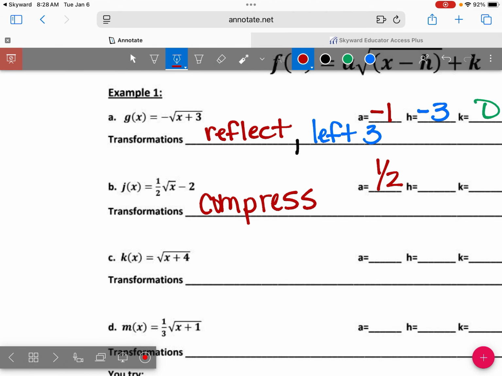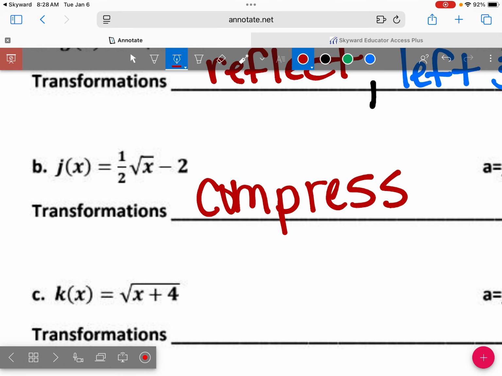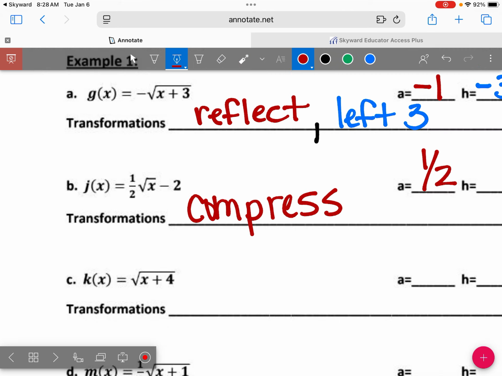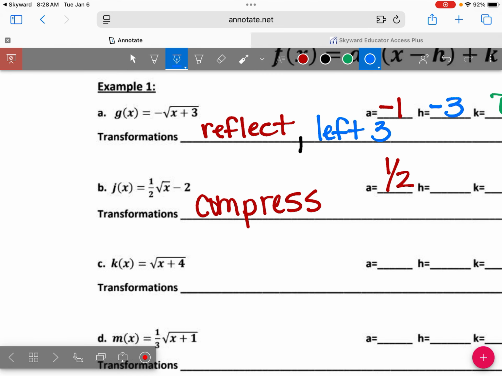Under the square root, well, x is all by itself under the square root. Would you all agree? There isn't anything else under the square root besides x. So that means that h is 0. And if h is 0, it doesn't go left or right.